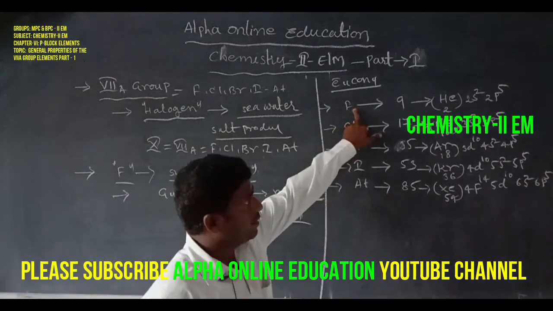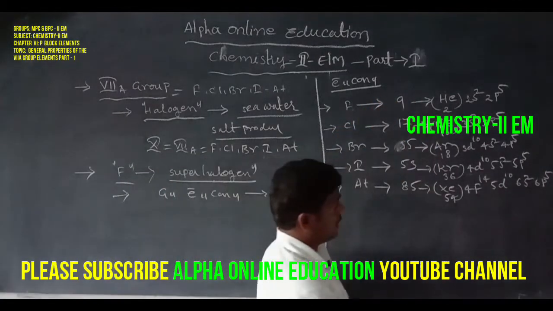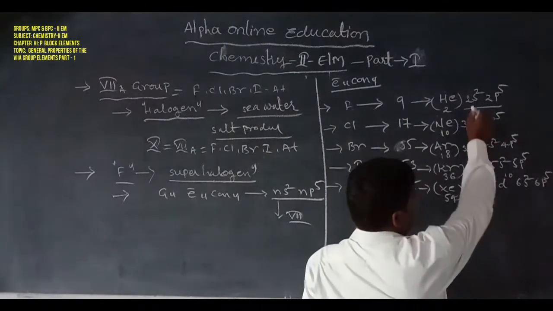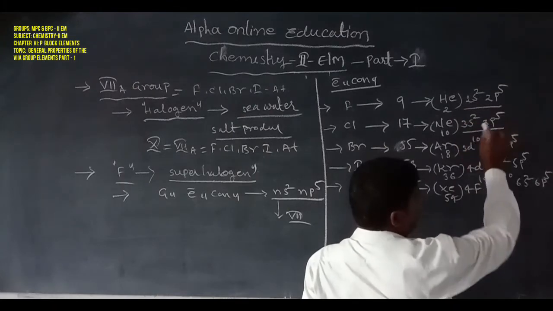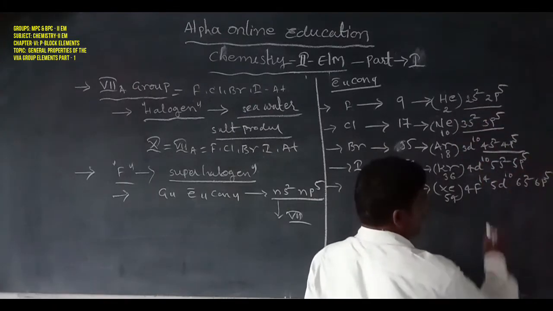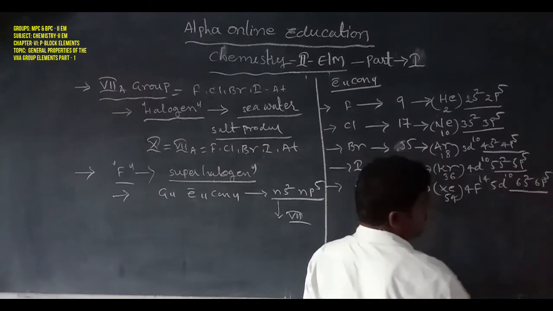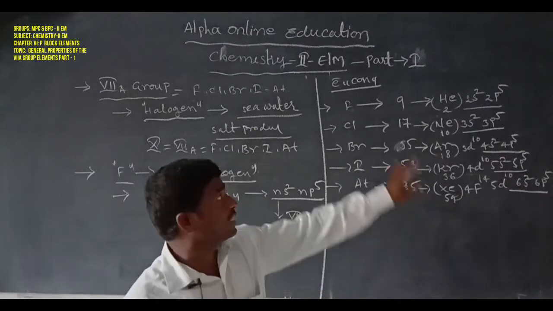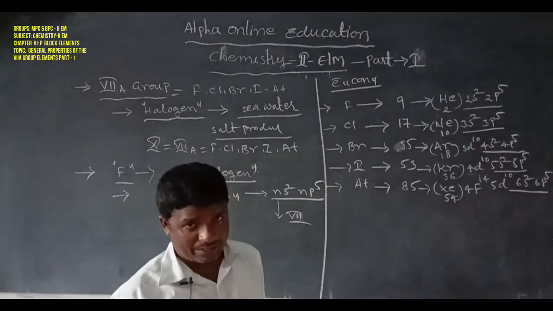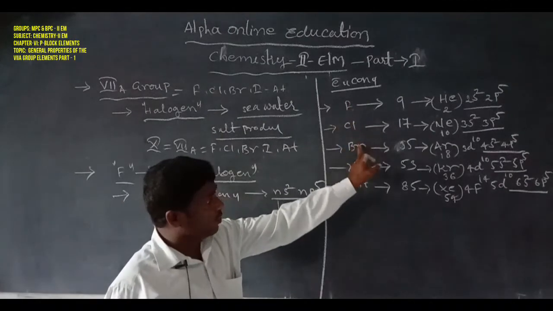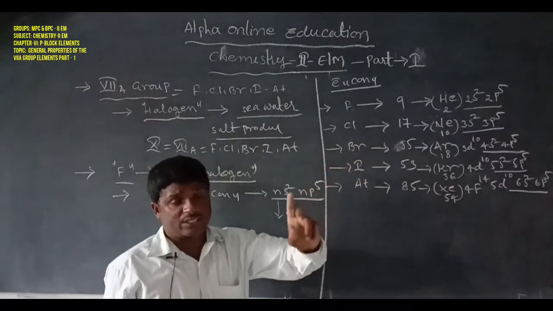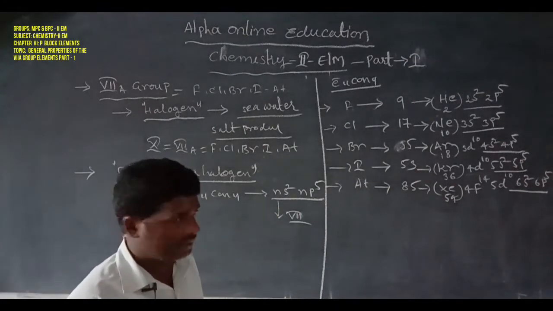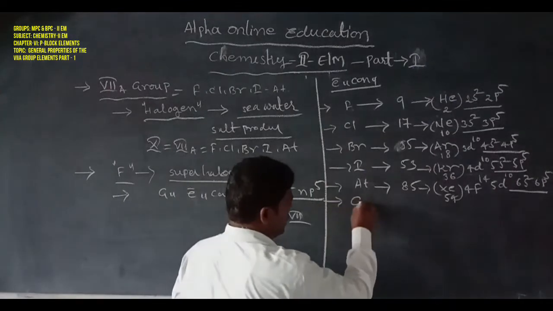In the 7th A group elements, the outermost shell of all the elements consists of only 7 electrons: 2s2 2p5, 3s2 3p5, 4s2 4p5, 5s2 5p5, 6s2 6p5. Fluorine, chlorine, bromine, iodine and astatine all have only 7 electrons in the outermost shell, so they are called the 7th A group elements.